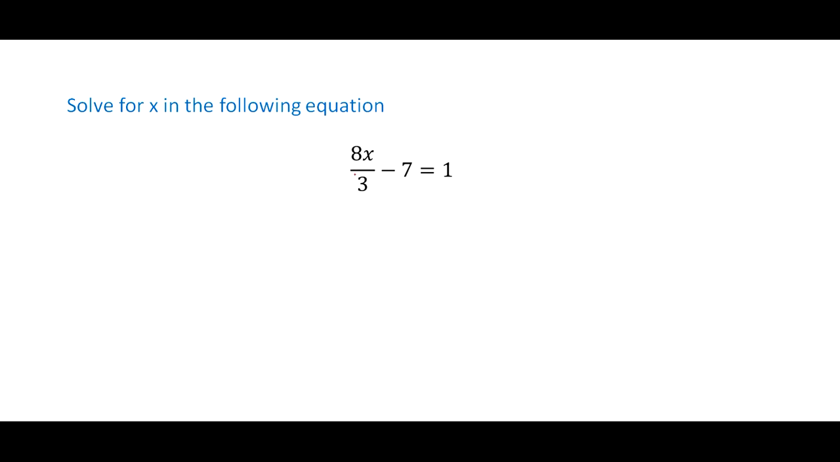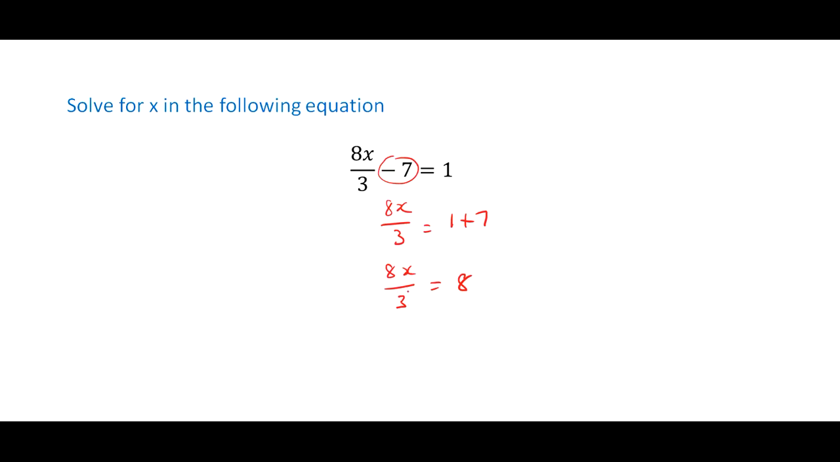Let's say we have an equation like this now. Some students tend to get confused with this. Whenever we have fractions, what we should do is, this is 8x over 3 minus 7 equal to 1. What you can do is to get rid of the 7 first. So 8x over 3 is equal to 1 plus 7, because in order to get rid of this minus 7, we must add 7 to both sides of the equation. Therefore, 8x over 3 is equal to 8.